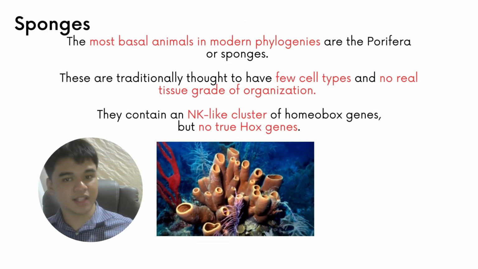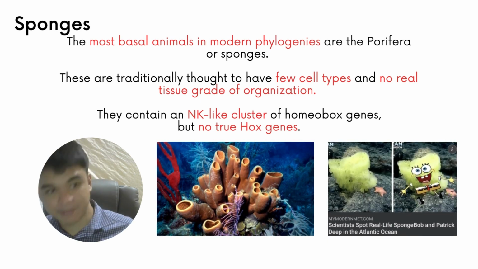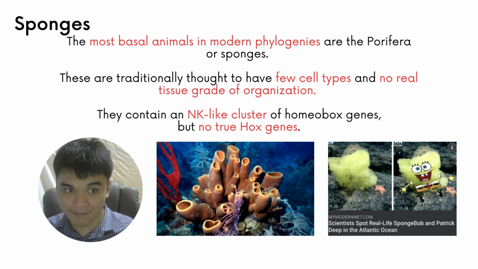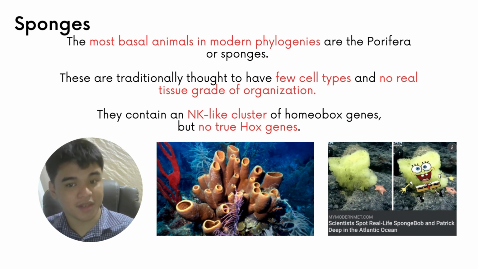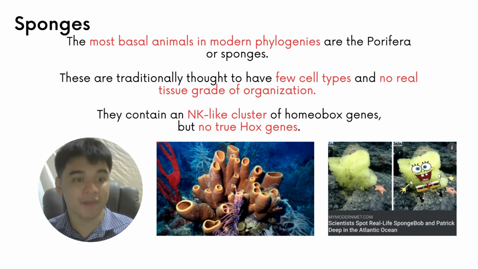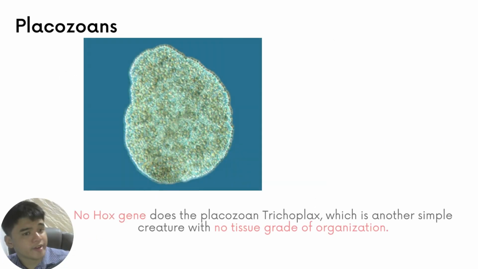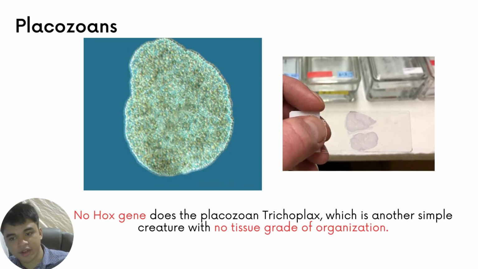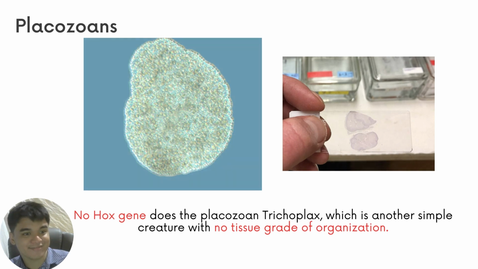And now we go to the most basal animals in modern phylogenies, the porifera or the sponges. Because they're so basic, they're the ones taught first in invertebrate zoology and lab because of how simple they are. They are thought to have very few cell types and no real tissue grade organization. They only contain NK-like clusters of homeobox genes, but no true Hox genes. And now another basal animal, the placozoans, which also have no Hox genes and no tissue grade organization. So they're basically like sponges, but look even less like an animal because they're so small. As you can see, it's barely different from a stain on a glass.